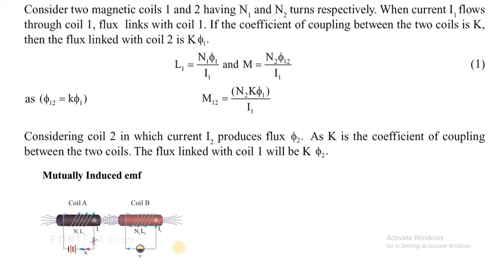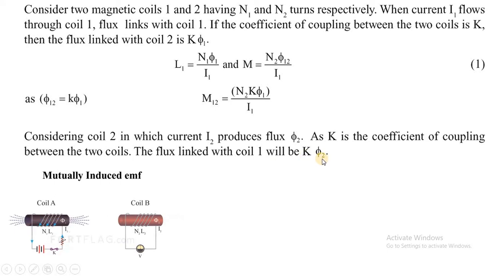Now we will remove the battery from coil A and connect the battery and the variable resistance to coil B. So now coil B has current flowing through it. The current flowing through coil B will be called what? I2. And this current I2 produces the flux phi 2, and a fraction of the flux phi 2 is going to link with coil 1. So the flux linked with coil 1 will be K times phi 2.